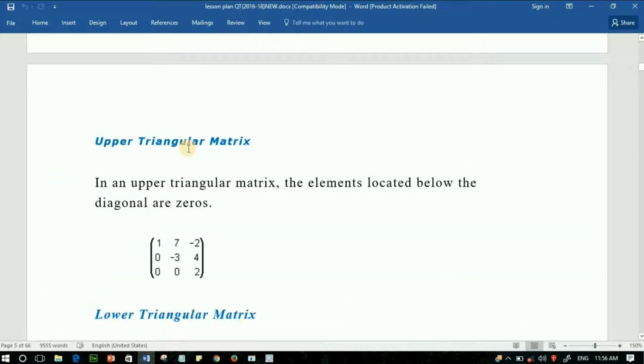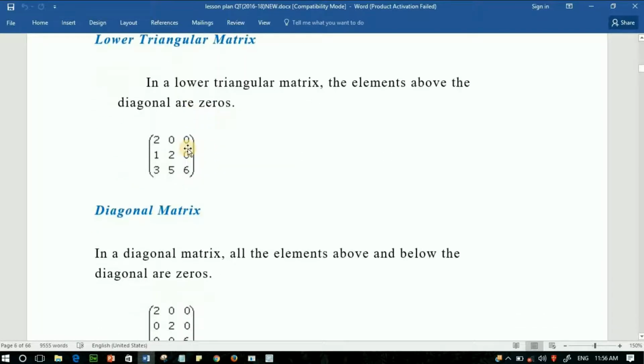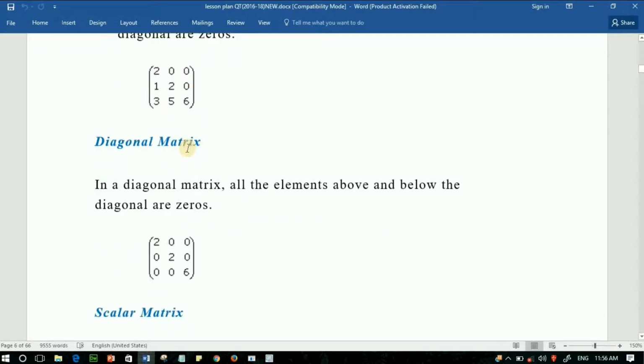A number of other matrices are available: upper triangular matrix, lower triangular matrix, etc. We will discuss only the important one, the diagonal matrix. In a diagonal matrix, for example, we can see 2, 0, 0, 0, 2, 0, 0, 0, 6. You can see that there are 2, 2, 6. These are known as the main diagonal elements. Above and below the main diagonal elements, zeros are coming. Such a type of matrix is known as a diagonal matrix.